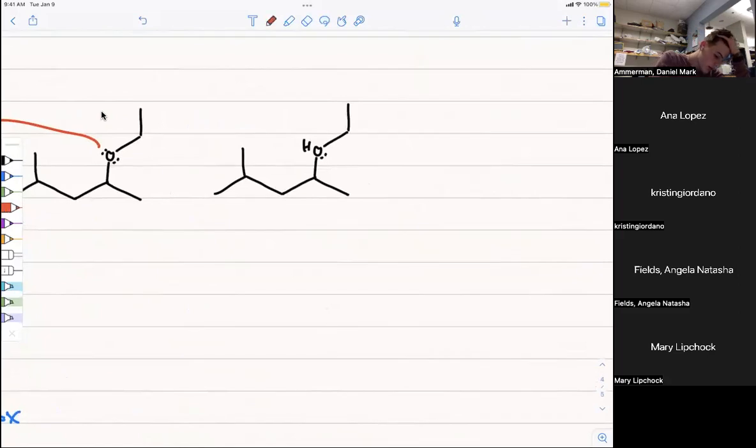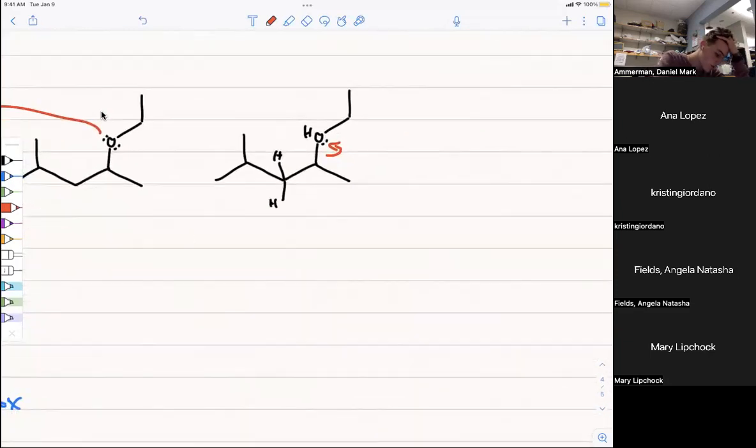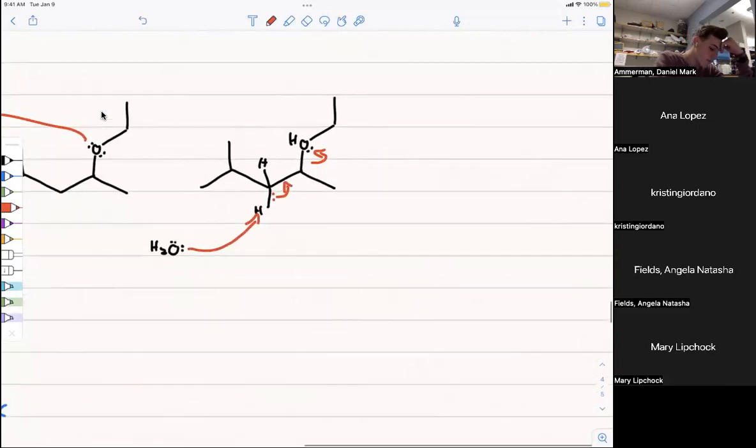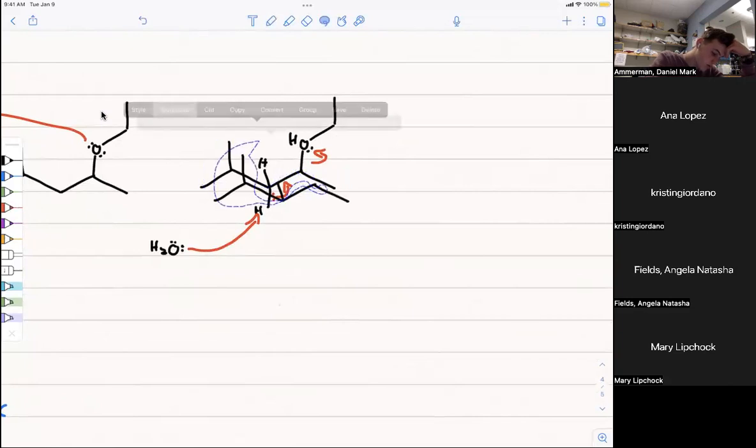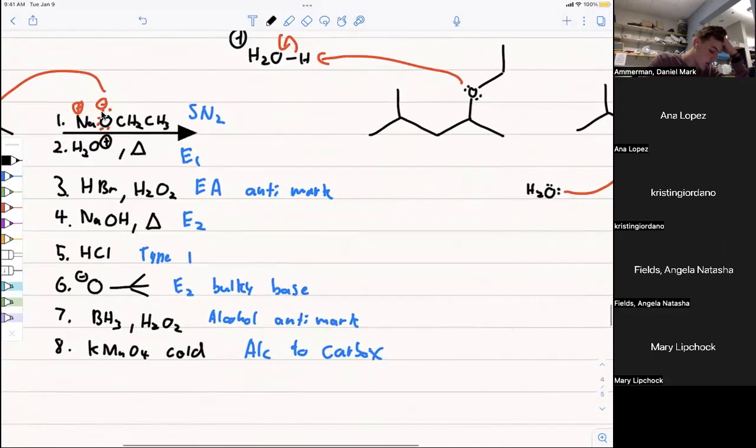And then our step is how to lose our leaving group. And then our major product is going to take one of the hydrogens over here. So that H2O that we are left with is going to come grab this H, and the bonds here will go up. And then we'll end up with this. The next step is HBr with H2O2.